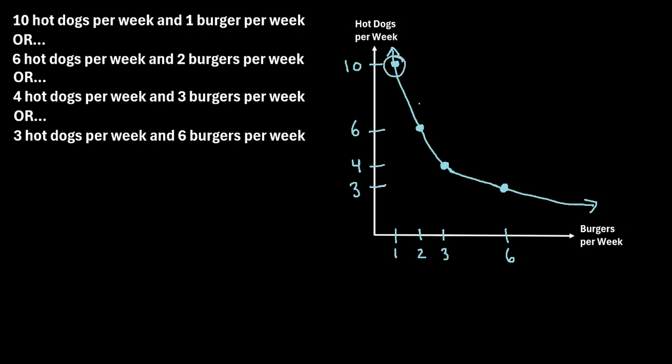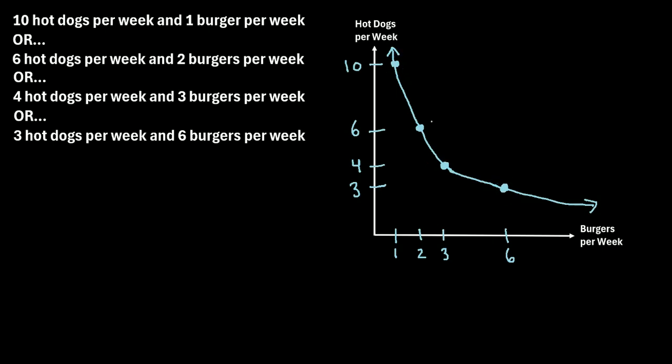As we mentioned earlier, 10 hot dogs per week and 1 burger per week, so this combination right here, gives you the same level of satisfaction or utility as 6 hot dogs per week and 2 burgers per week, so this point right here. And that gives you the same level of utility as 4 hot dogs per week and 3 burgers per week, so this point. And similarly, the combination of 3 hot dogs per week and 6 burgers per week, so this point right here, also gives you the same level of utility. So every point along this indifference curve gives you the same level of utility. Or in other words, you are indifferent to any combination of goods on this indifference curve. Every combination is the same to you.